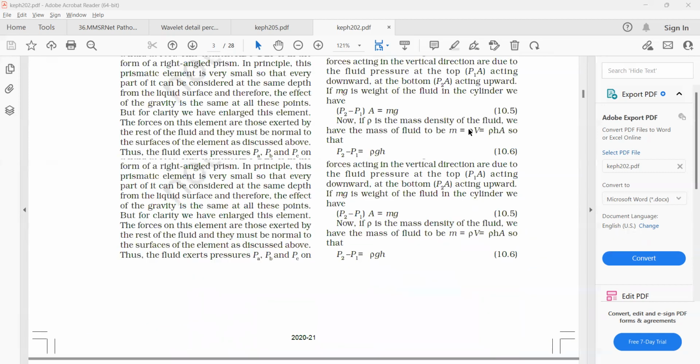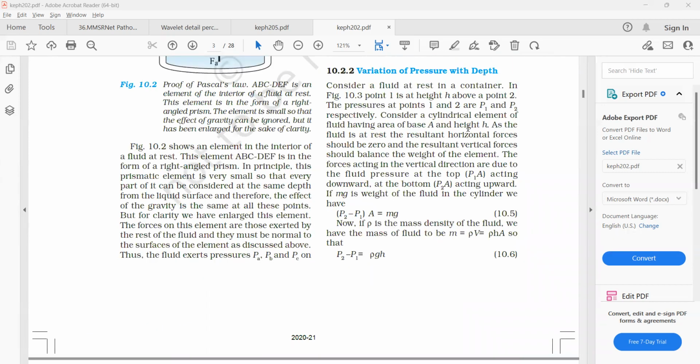The fluid is in a still condition, there is no motion, and the element we have considered is a cylindrical element. The area of this element is A and the height is h. So we have taken two points, one at the top end and the second at the bottom end.